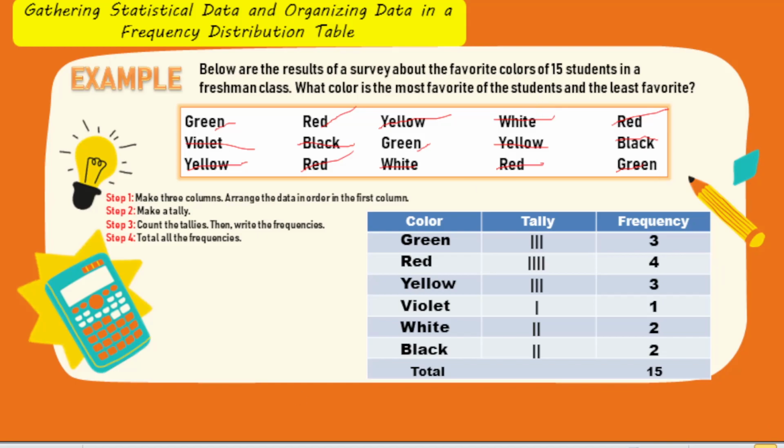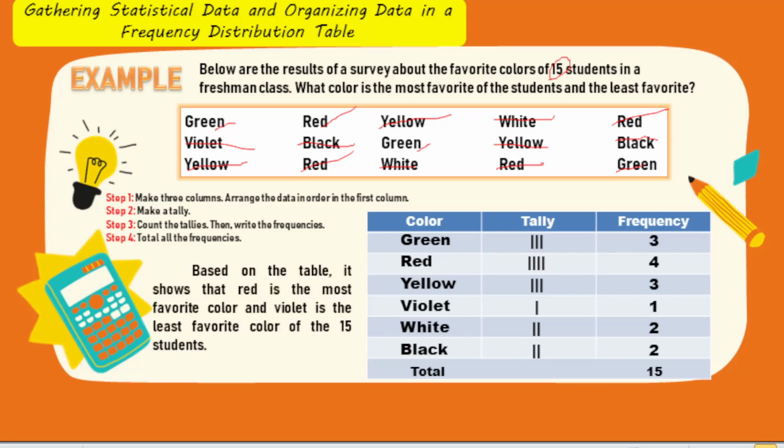So, total of 15. And, ito nga yung tanong natin. So, 15. I mean, yung nasa given. 15 students yung tinanong sa survey. Then, from there, based on the table, it shows that red is the most favorite color and violet is the least favorite color of the 15 students who were asked to answer the survey. So, ganun lang kadali maggawa ng ating frequency distribution table.